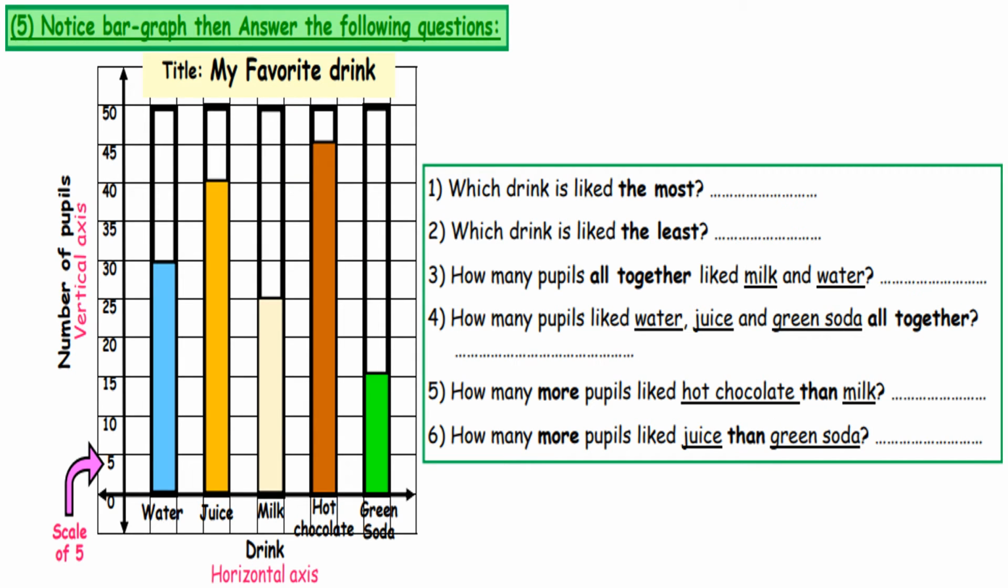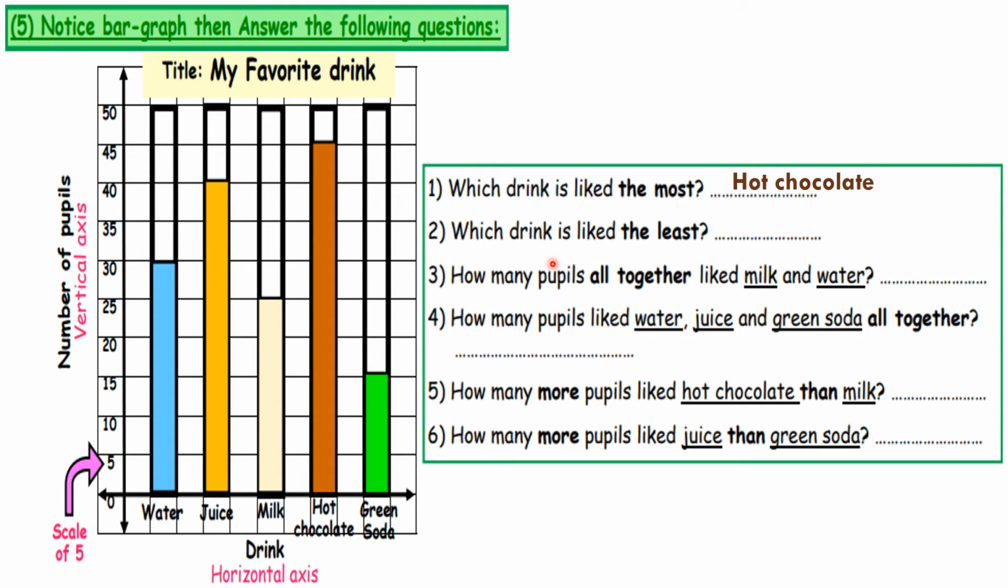Look at this graph. Its title is My Favorite Drink. I have here my paragraph and I don't have the table. So I will get my data from the paragraph. Let's look here. The first question we have here is which drink is liked the most? The most means the highest column. So the highest column here is for hot chocolate. So the highest column here represents the bigger number, so I put here hot chocolate.